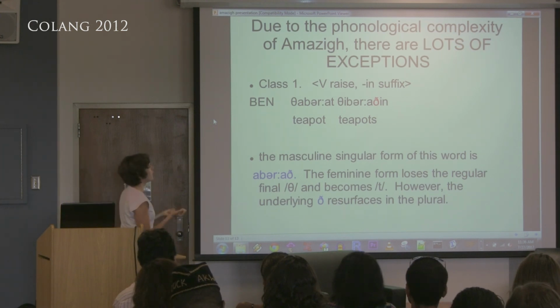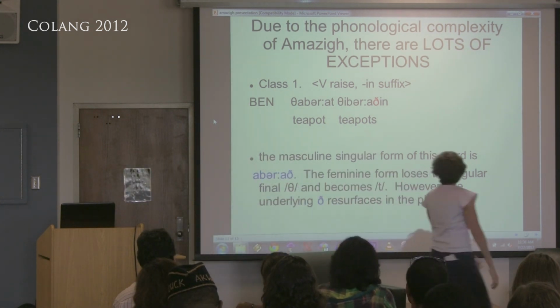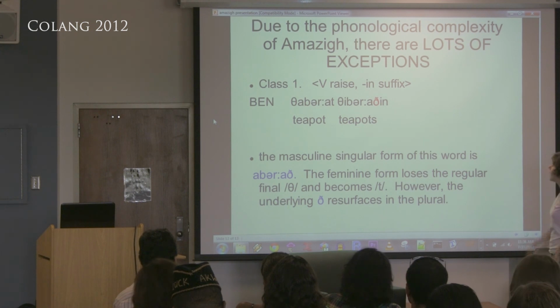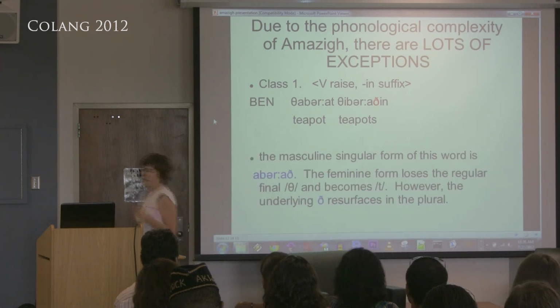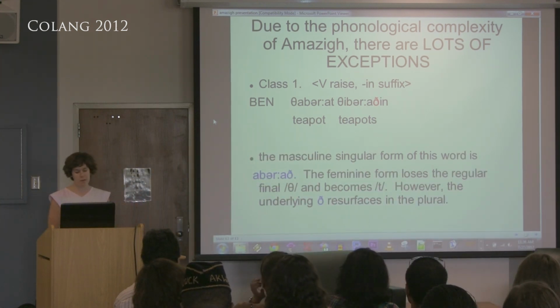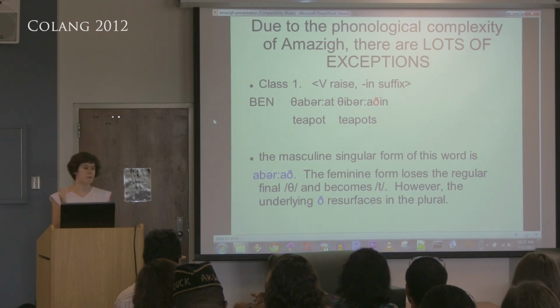Due to the phonological complexity in Amazigh, there's lots of exceptions. And this one isn't such a big deal, but we might wonder why in class 1, when there's only supposed to be a vowel raising and a suffix, this t becomes something else, which seems kind of strange. But what we don't see is what's underlying. So in this case, the masculine singular form of the word is abara, and the feminine form loses the regular final vowel and becomes t, but the underlying one resurfaces in the plural. So it's just a lot of complexity that comes out later.